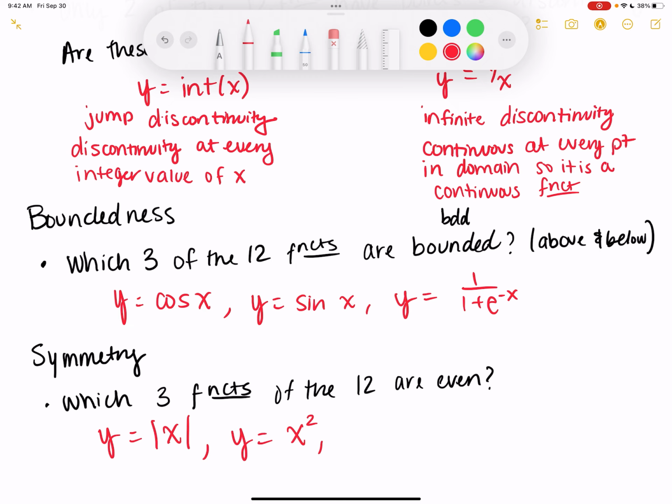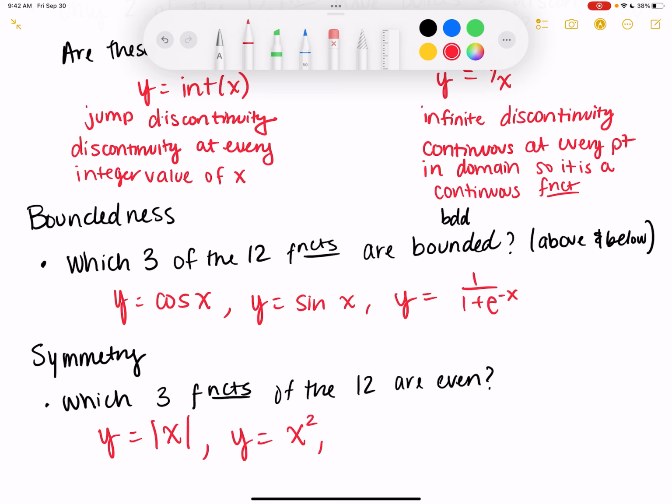Wait. Is it f of x equals 1 over 1 plus e? Oh, I thought it was y equals x. Nope, it's an odd function. Even functions are symmetric with respect to the y-axis.